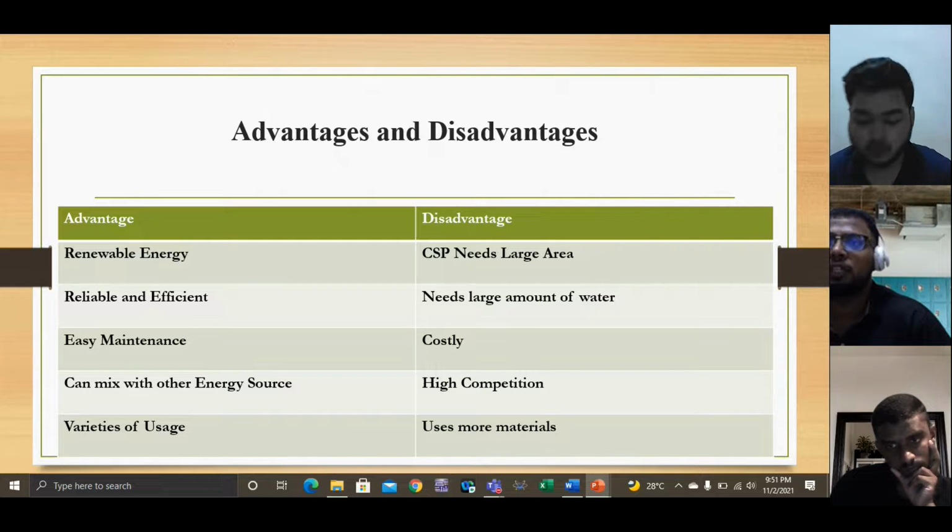The third disadvantage is cost. CSP plants are also expensive to run. Thermal energy storage materials that can withstand high temperatures are costly and difficult to source.